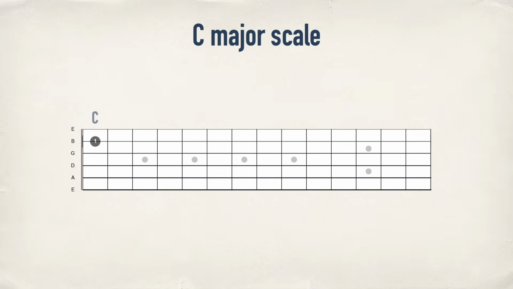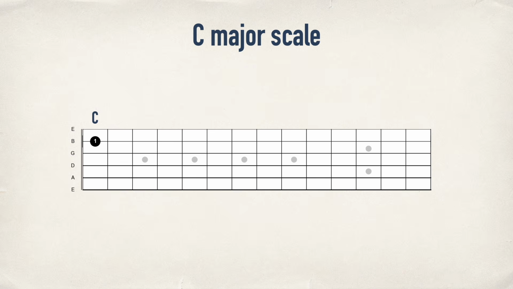All of the modes come from the major scale, so we'll start with a C major scale built on the first fret of the B string, which is a C note. A major scale consists of a specific sequence of whole step and half step intervals. A whole step is a 2-fret distance, and a half step is a 1-fret distance.